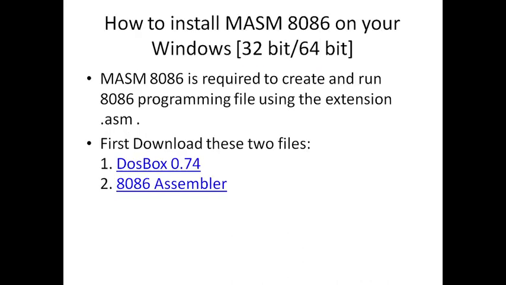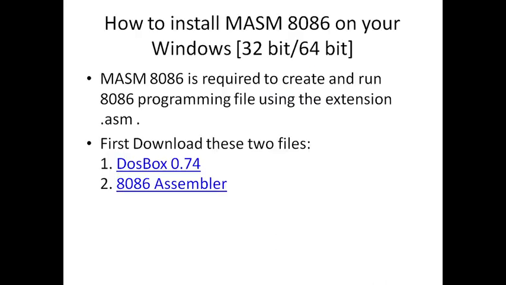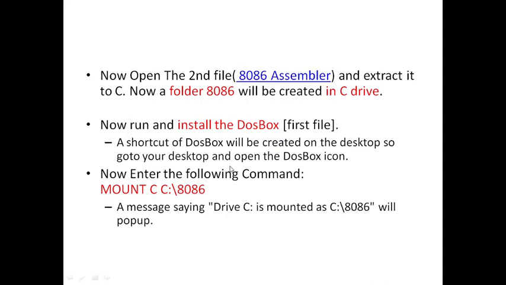Then first download these two files. The 8086 assembler is downloaded as a zip file, so we need to extract it into the C drive. And now the C drive contains the folder 8086, which contains all the files required to run a MASM program. Then the next step is to download and install DOSBox.